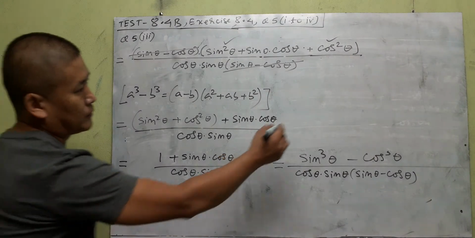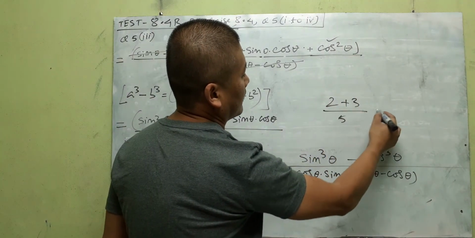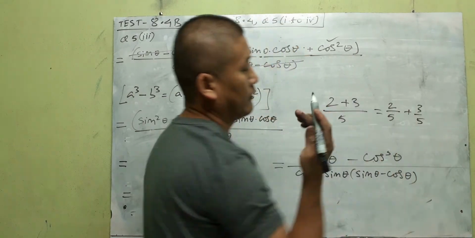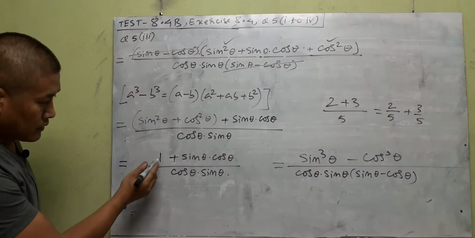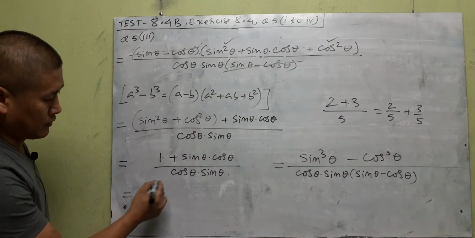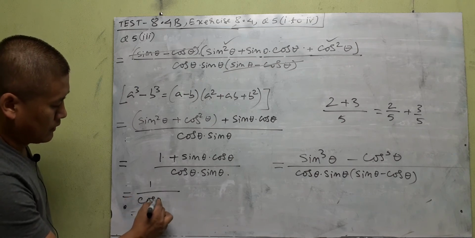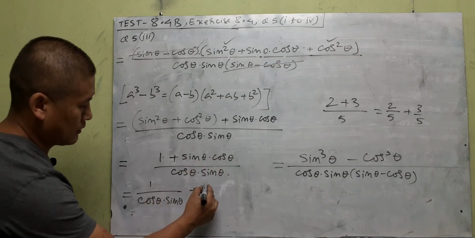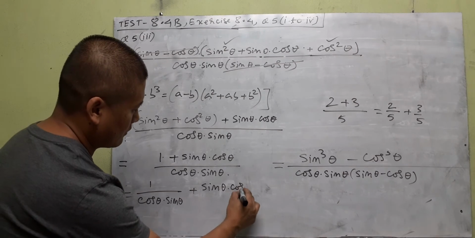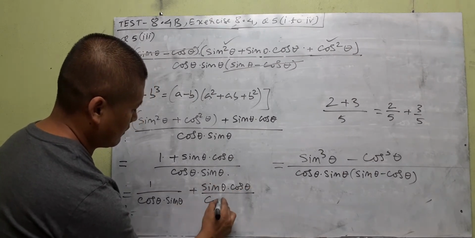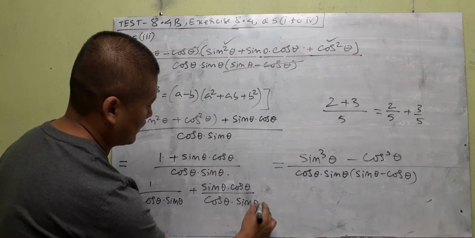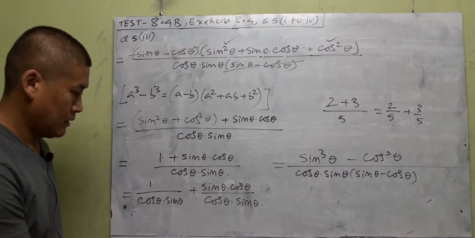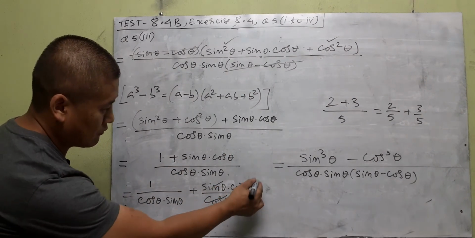Suppose you have 2 plus 3 divided by 5. We know we can break the long line up into short lines like this, 2 by 5 plus 3 by 5. We know this simplification from our lower classes. So 1 by the denominator cos theta into sin theta, we are going to separate, plus sin theta into cos theta by cos theta into sin theta, just like we broke up 2 by 5, 3 by 5. So 1 by this, this by this. That way we can cancel, so only 1 is left.